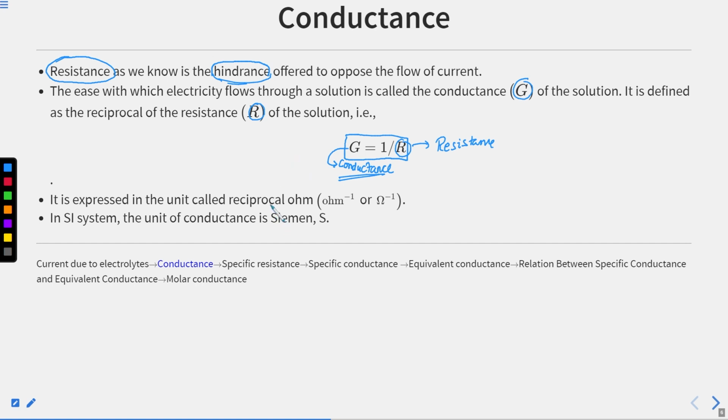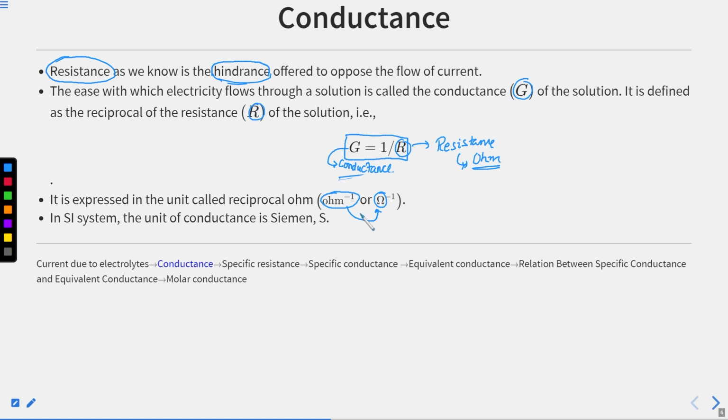Then if you talk about the unit, this is the derived unit simply, because you know that resistance has a unit of ohm. It is this ohm. So if G is equals to 1 by R, means G is equals to 1 by ohm, that would give us ohm inverse. And this ohm is represented by this symbol omega. So omega inverse. So this is the derived unit of conductance.